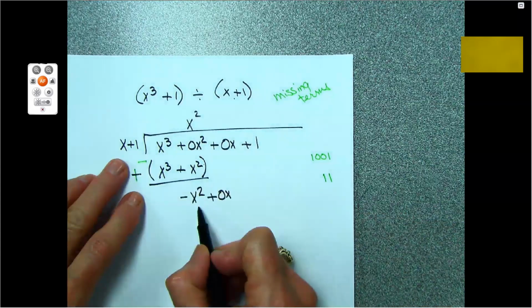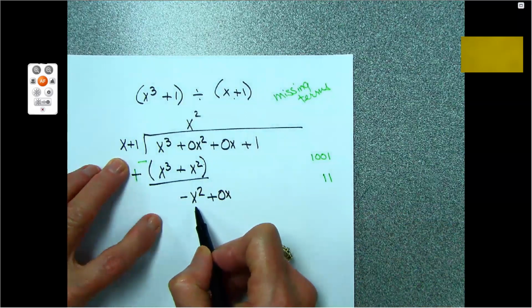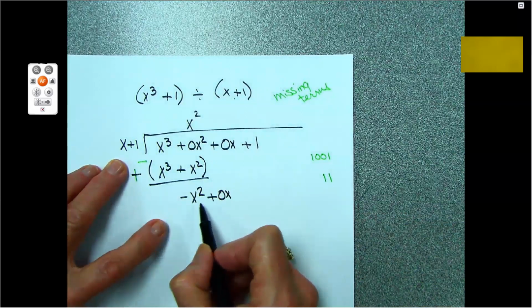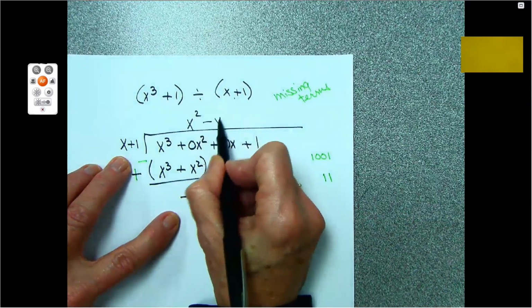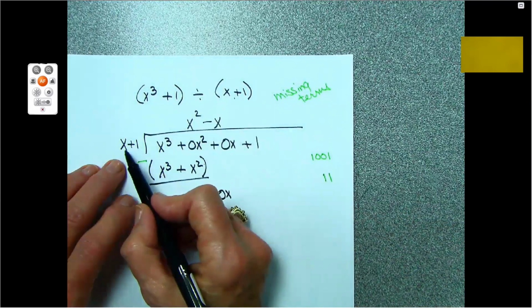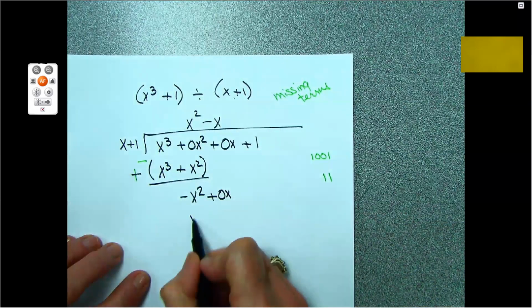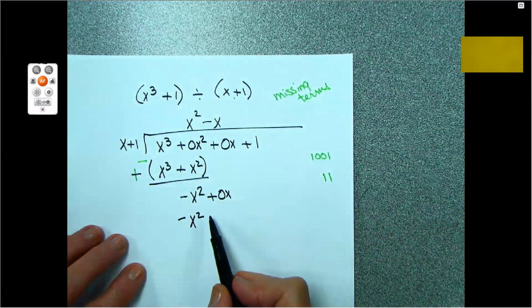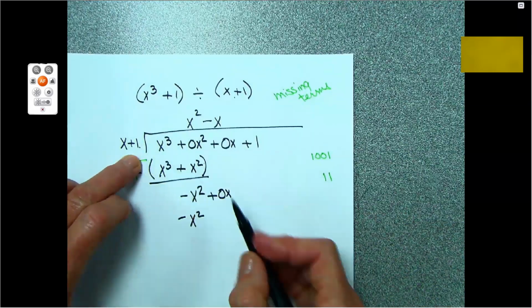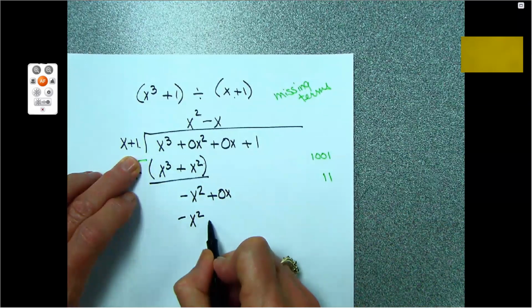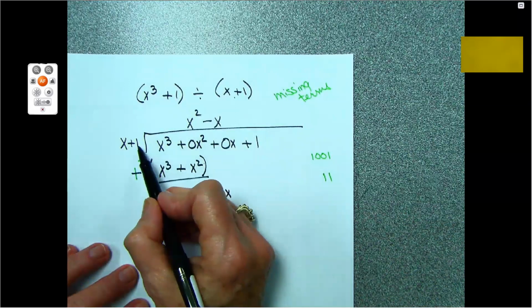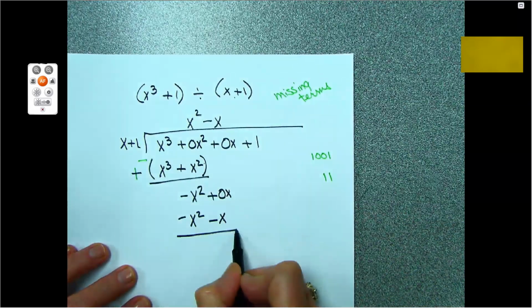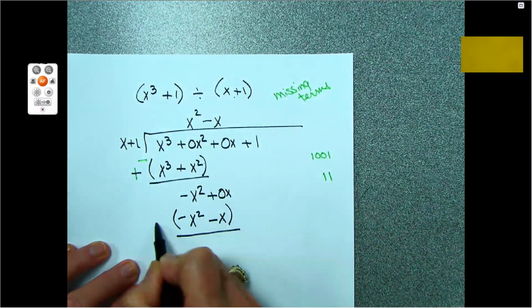So I have x times what would give me a negative x squared? X times what gives me a negative x squared? A negative x. A negative x times x would be a negative x squared. A negative x times 1 would be negative x. Draw your line, and we subtract the entire polynomial.